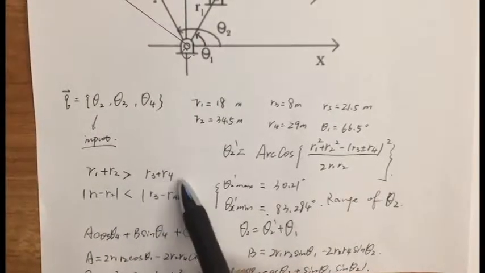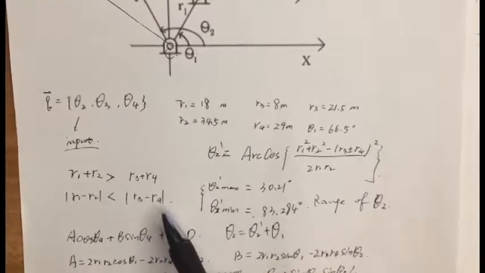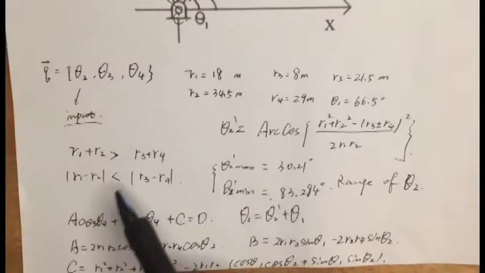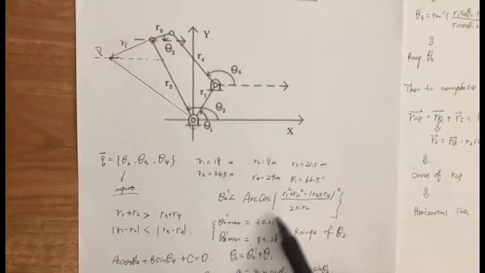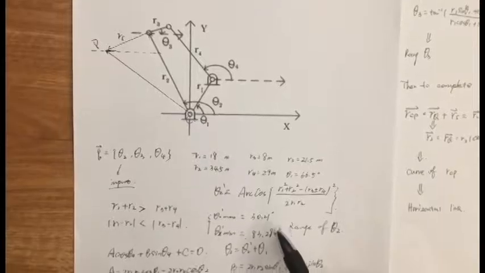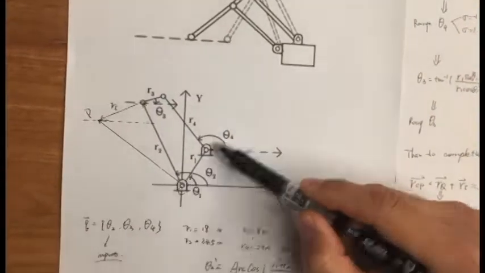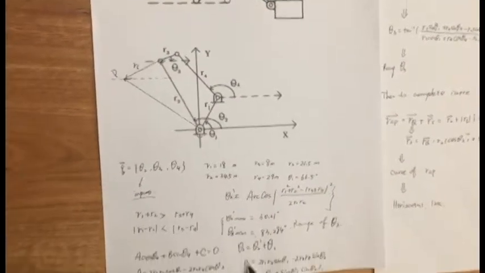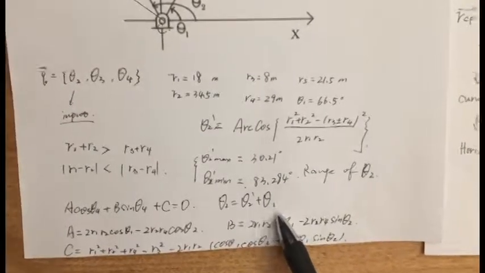R2 and R3 plus R4, and the absolute value of R1 minus R2 and R3 minus R4, and their relationships are like here. So we can get the function of theta 2 dot as this. Then we can get the theta 2 dot value, which is the angle between R2 and R1. So theta 2 in this design equals R2 dot theta 2 dot plus theta 1.